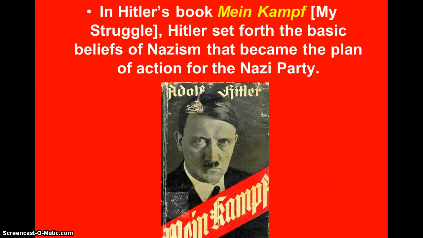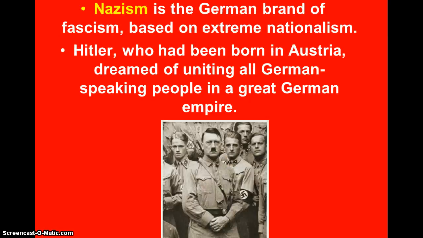Hitler's book, Mein Kampf, My Struggle. Hitler wrote a book while he was in prison, setting forth the basic beliefs of Nazism that became the plan of action for the Nazi party. Nazism is the German brand of fascism, based on extreme nationalism. Hitler, who had been born in Austria, dreamed of uniting all German-speaking people in a great German empire.